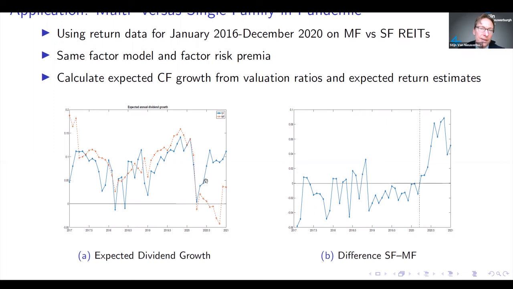But since then, coming out of the COVID crisis slowly, we see much stronger cash flow growth expectations for single family than for multifamily REITs. We see a strong divergence, which I've plotted here on the right panel, which is the difference between single family and multifamily expected NOI growth. You see that in the summer and in the fall of 2020, the market expects about 8 percentage points higher NOI growth on single family REITs than on multifamily REITs, which seems to suggest that the market values suburban single family homes' prospects much more favorably than urban multifamily housing prospects.